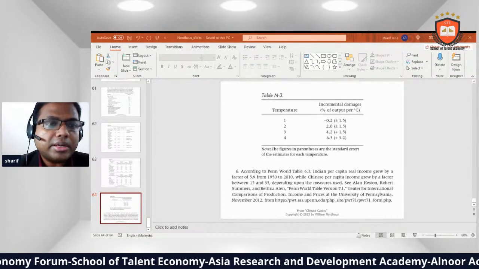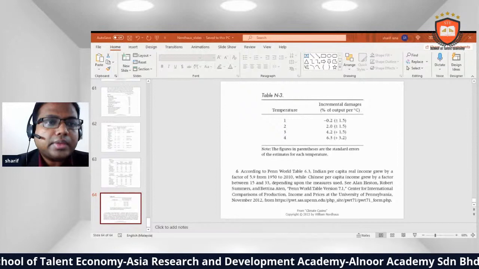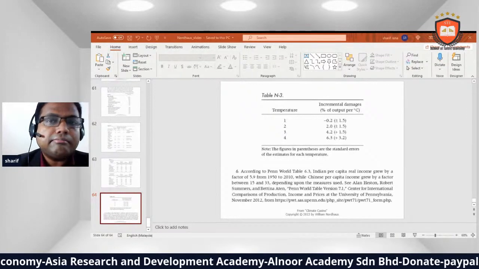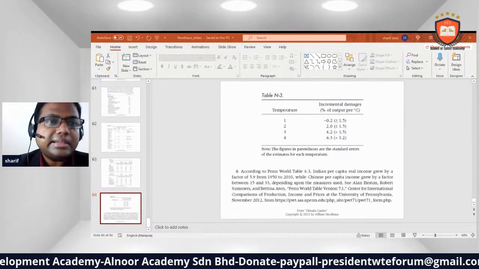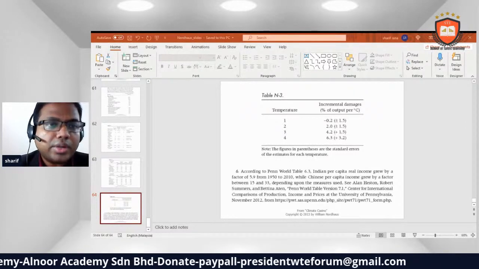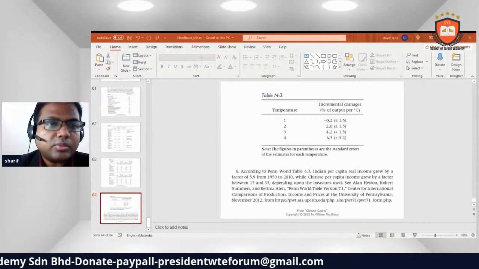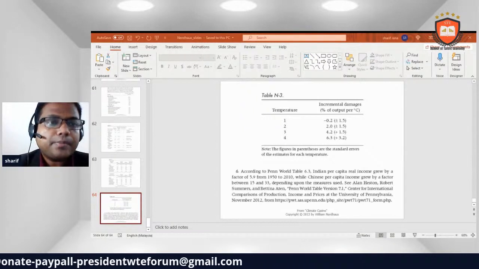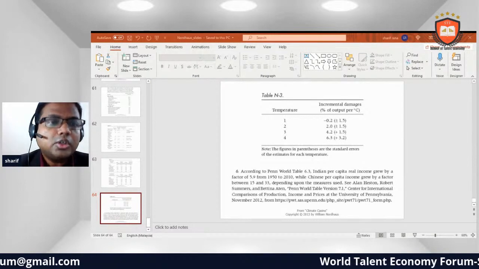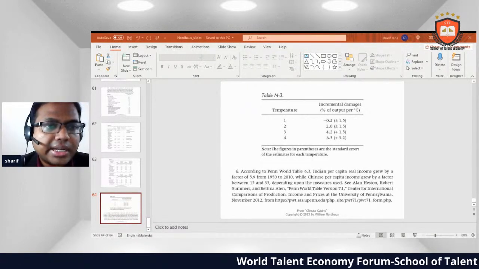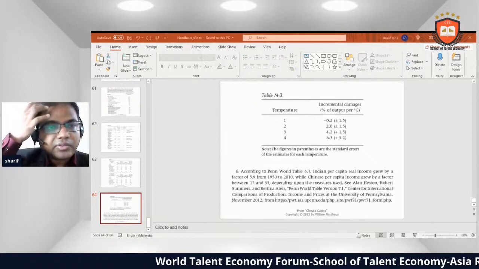So I request everyone to create more awareness programs on climate change and take the necessary initiative to solve these things. And most important, we have to work together and learn together how we can solve these things.